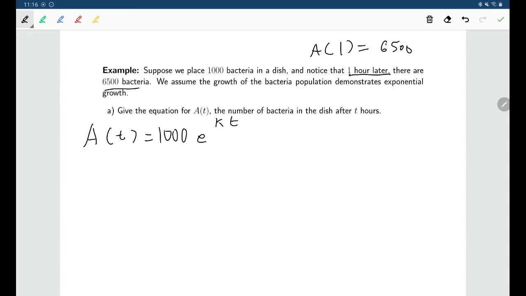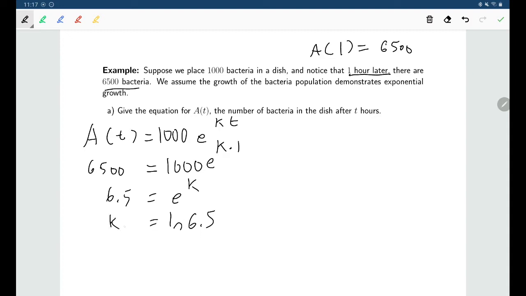So that gives me one thing that I can use to help solve for k, my growth constant. I know that when time is equal to 1, I should have 6,500 bacteria in the dish. And so now I can use this to solve for k. I'm going to first isolate that exponential expression, so dividing both sides by 1,000, that gets me 6.5. And of course, we can rewrite this as a log, so log base e, or natural log of 6.5 is equal to k.